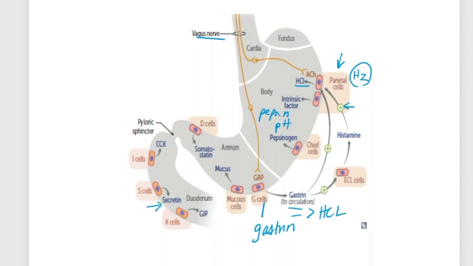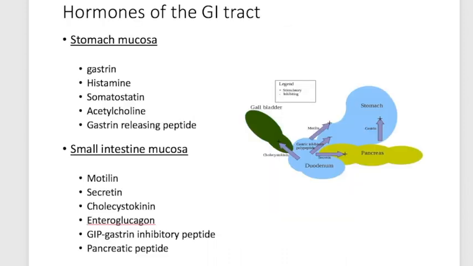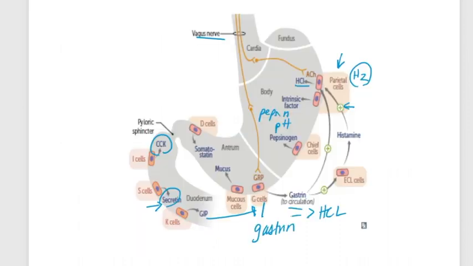Here you can see the secretin. GIP is gastric inhibitory peptide, and it's just going to do exactly what it says. So it's going to inhibit. And then we also have I cells, which release that cholecystokinin. So there are all those enzymes that we were talking about. The hormones of the GI tract: we have gastrin, histamine, somatostatin, acetylcholine, and gastrin-releasing peptide. In the small intestine, we have motilin, secretin, cholecystokinin, enteroglucagon, GIP, which is that gastric inhibitory peptide, and pancreatic peptide. So that is just the breakdown of everything that you saw over here.